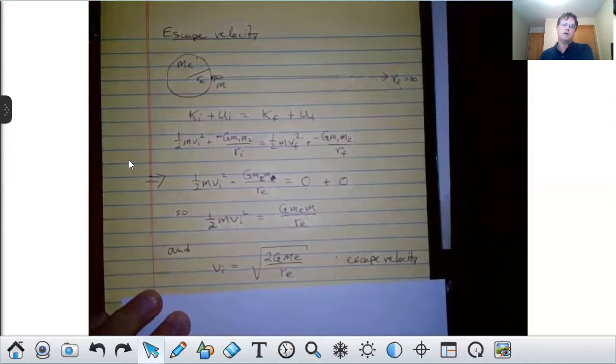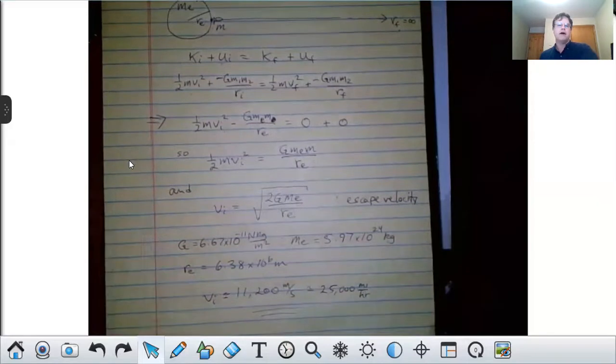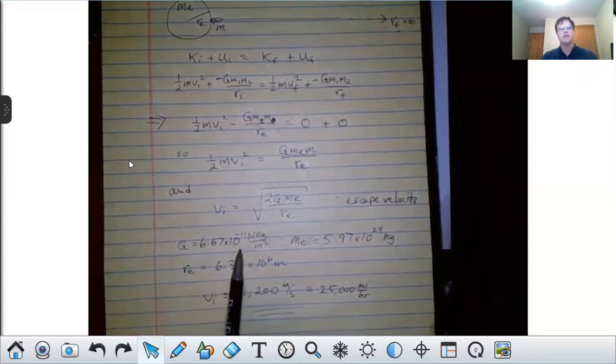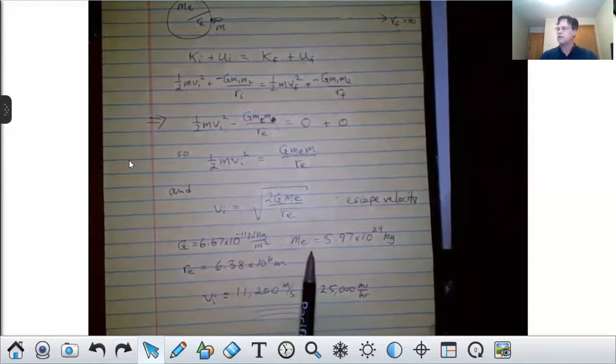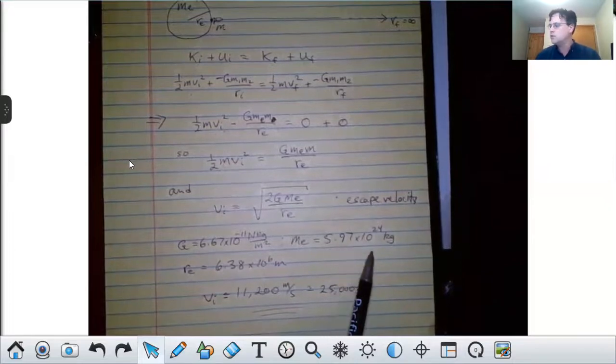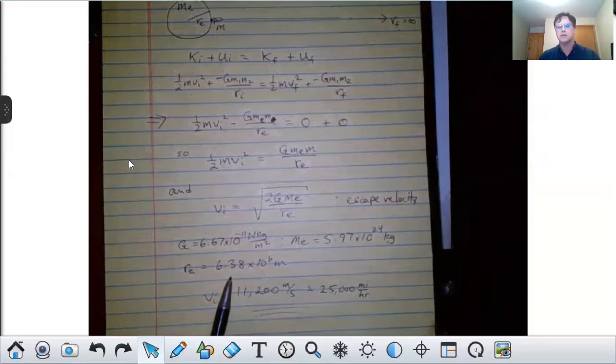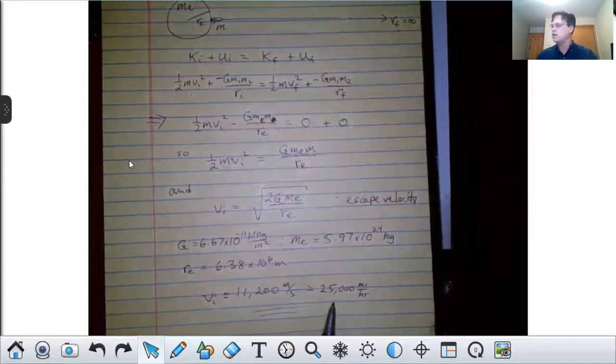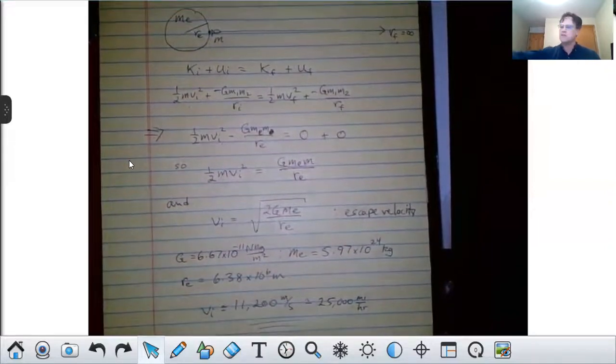Now, if you wanted, you could plug in your values for the numbers here, the G that we talked about in the first lecture, that gravitational constant, universal constant. Mass of the Earth is 5.97 times 10 to the 24 kilograms. The radius of the Earth turns out to be 6.38 times 10 to the 6 meters. And so if you plug these in and calculate your escape velocity, you get about 11,200 meters per second. Converting that into miles per hour, you get about 25,000 miles per hour. So you have to have that speed when you leave the Earth to actually get infinitely far away, just barely, right, with 0 final kinetic energy.